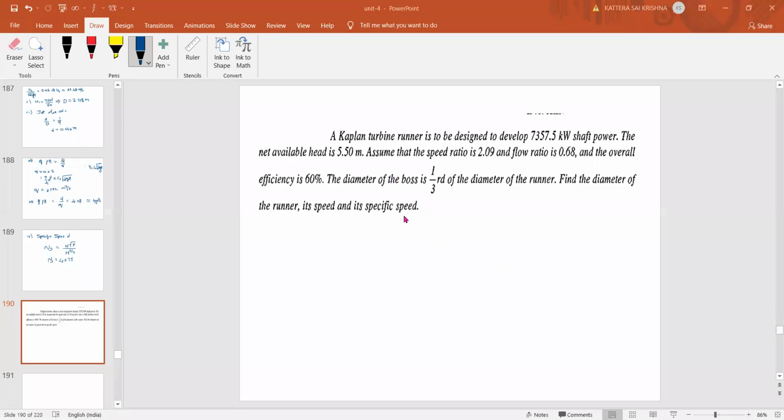Right. So this is the next problem, which is on our Kaplan turbine. Same thing again. He's asking one more extra point, that is your specific speed here.